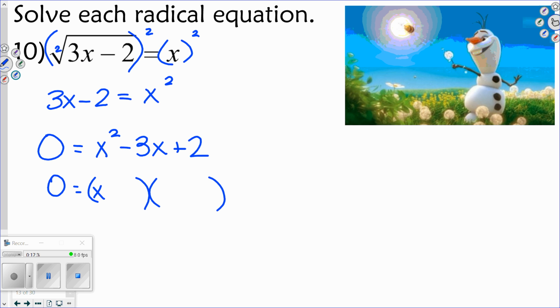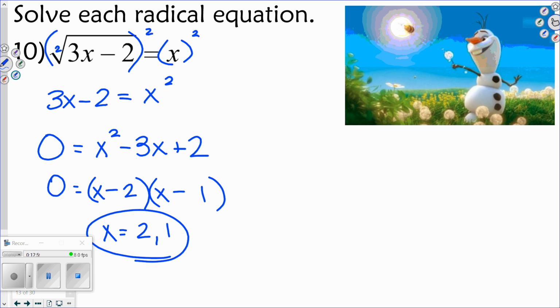So I have x and x. What are my signs? Both negative. Options for C? 2 and 1. And 2 and 1 make 3? Yeah, okay. So then what does x equal? 2 and 1? Do they work?